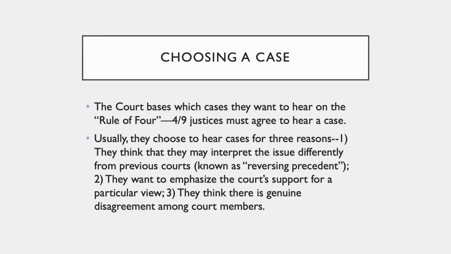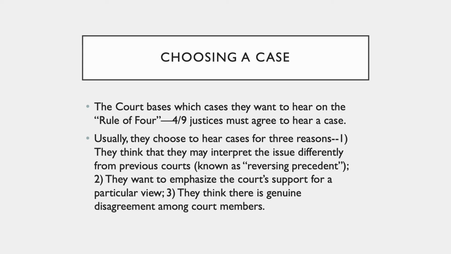Last slide is how they choose a case. Now, first of all, let's start with the simple thing. The court bases what they want to hear on something called the Rule of 4. 4 of 9 justices want to hear a case. Well, it's probably not going to be a 9-0 decision. It's probably not going to be a landslide. So they're saying, hey, if 4 of us want to hear it, we think there's something here we need to know. And that's just shy of a majority, of course.